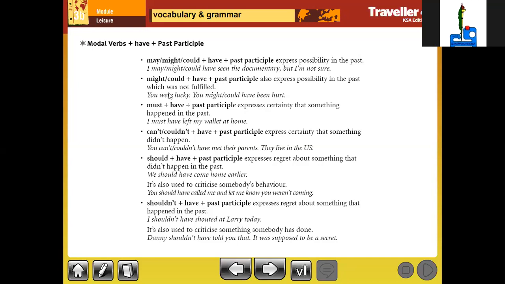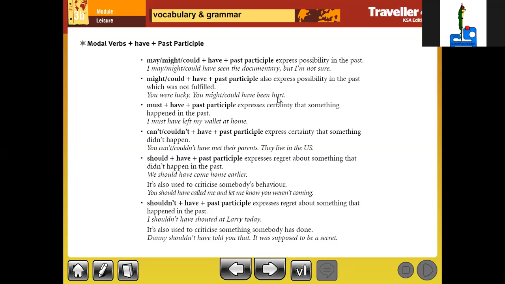Like when I say, you were lucky. You might or could have been hurt. ربما كنت تؤذى. ربما كنت ستؤذى. يعني كان ممكن انك تتأذي ولكن it was not fulfilled. يعني ما حصلش. You were lucky.